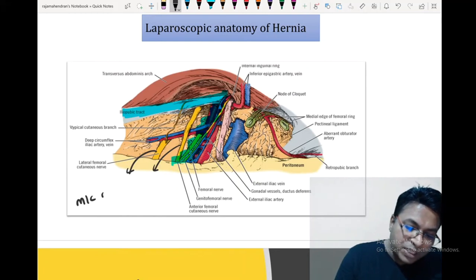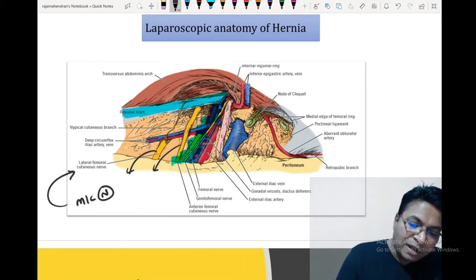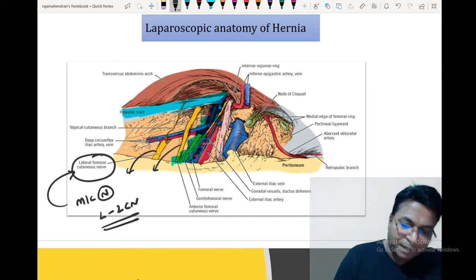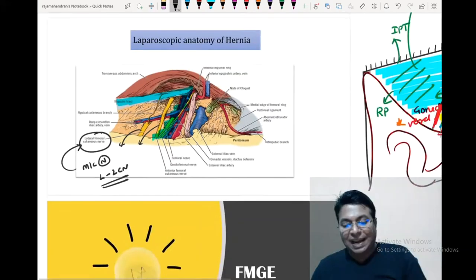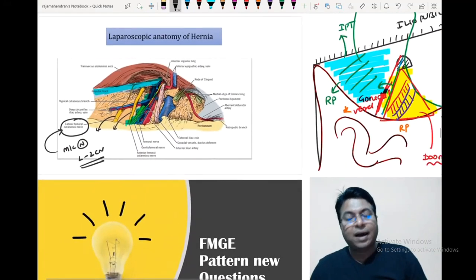The most common nerve injured in laparoscopic surgery is the lateral cutaneous nerve. Laparoscopy LCN, remember like that. L for L. In laparoscopic hernia surgery, the lateral cutaneous nerve is injured.